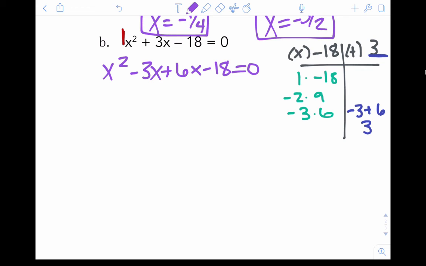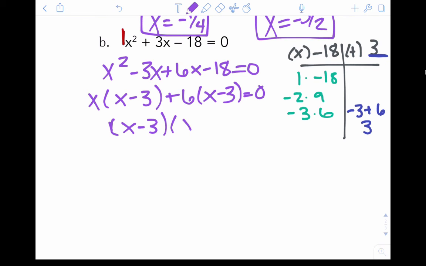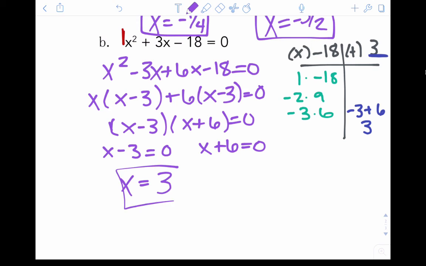So I'm going to factor out an x, so I get x minus 3 plus 6 times x minus 3. So I get x minus 3 times x plus 6 equals 0. I'm setting each of those binomials equal to 0, and I'm solving them. I need to add a 3 to get x equals positive 3, and I need to subtract a 6 to get x equals negative 6.